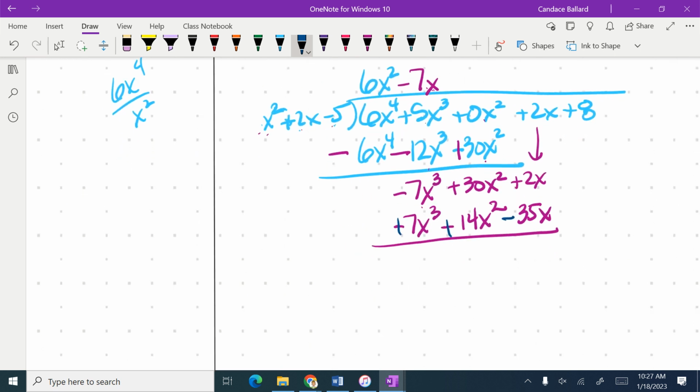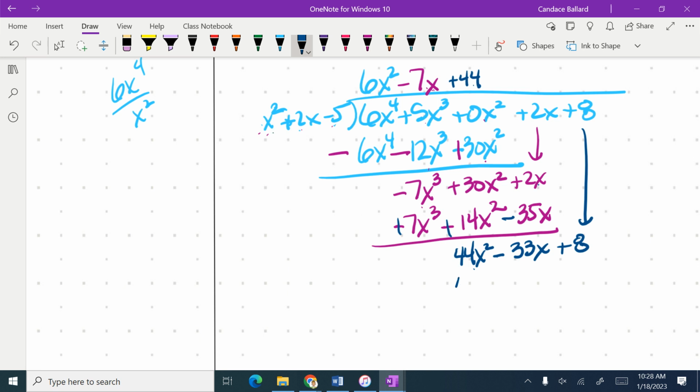All right. The 7x cubes cancel. What's 30x squared plus 14x squared? 44x squared. 2x and negative 35x. Good. And then we're also going to drop that 8 down. Okay. Now we're going to ask ourselves, how many times does x squared divide 44x squared? 44. Perfect. All right. So we're going to distribute.